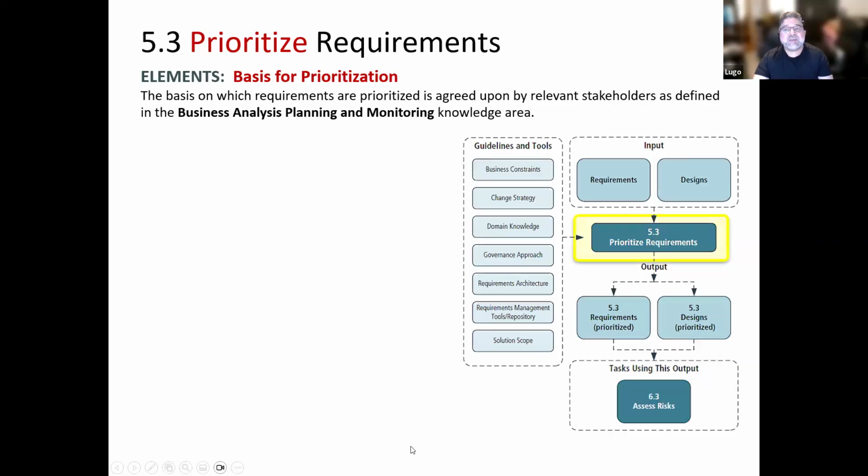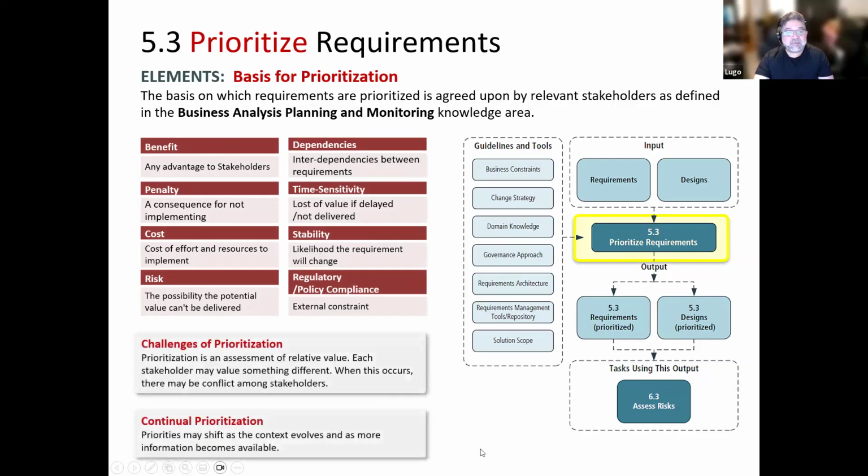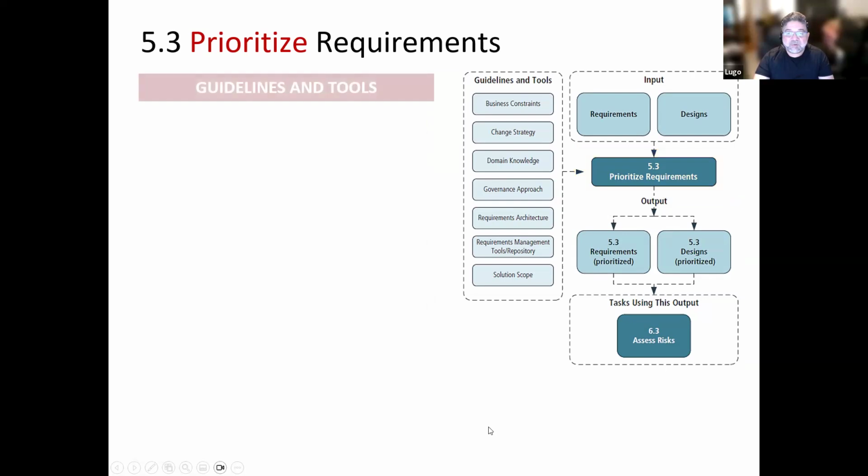Basis for prioritization is a key element where, again, we are talking about ensuring that the requirements are prioritized and agreed upon by the stakeholders. Here are some of the bases: time sensitivity, stability, regulatory compliance, risk, cost, penalty, benefit, dependencies. And then we have some challenges as well as the need for continual prioritization, meaning that priorities may shift as the context evolves and more information becomes available.